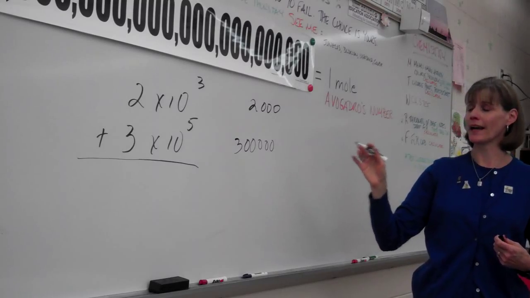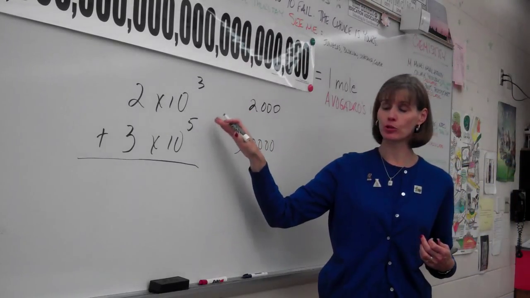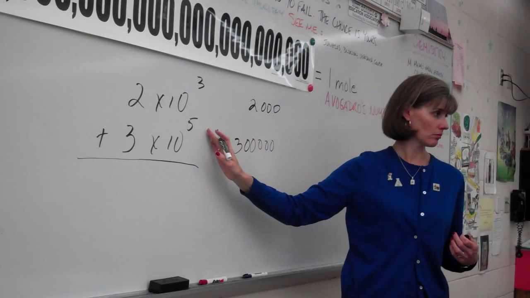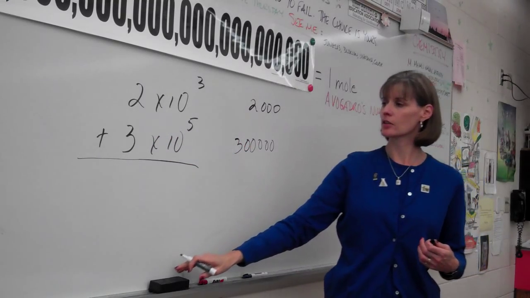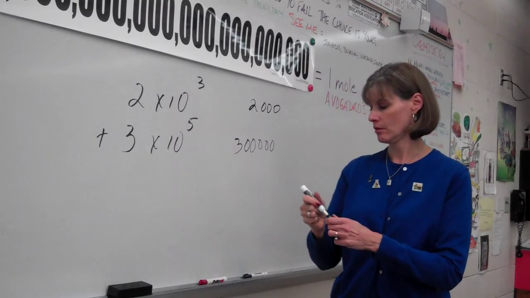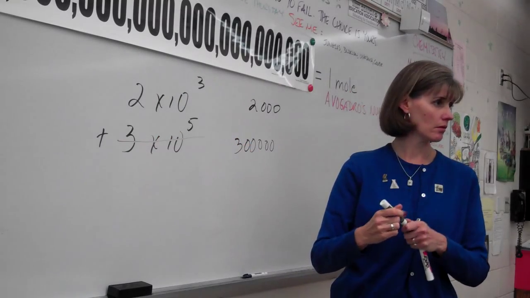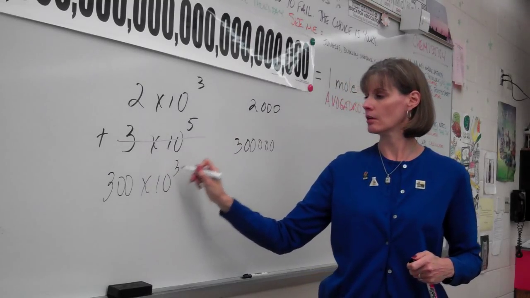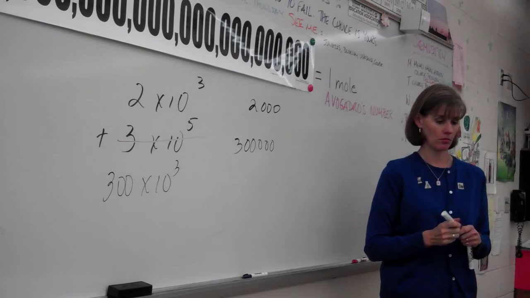So, to add and subtract numbers in scientific notation, you need to take one of them out of correct scientific notation and make the exponents match. Okay? And let's do this one. How would we make this 3 times 10 to the fifth? 300 times 10 to the third. Everybody see that? Everybody agree? Agreed. Okay, then we could add them together.